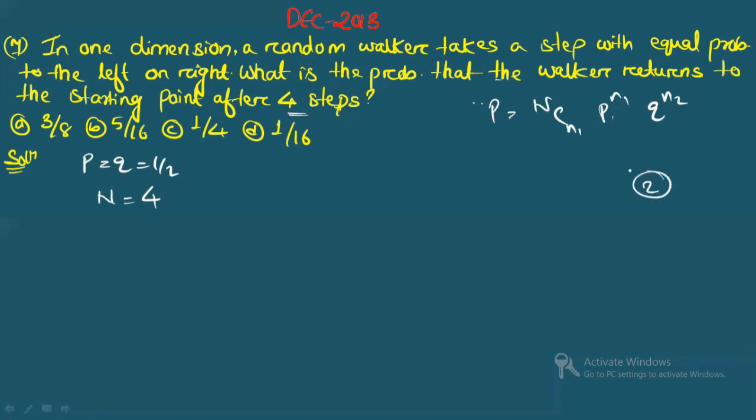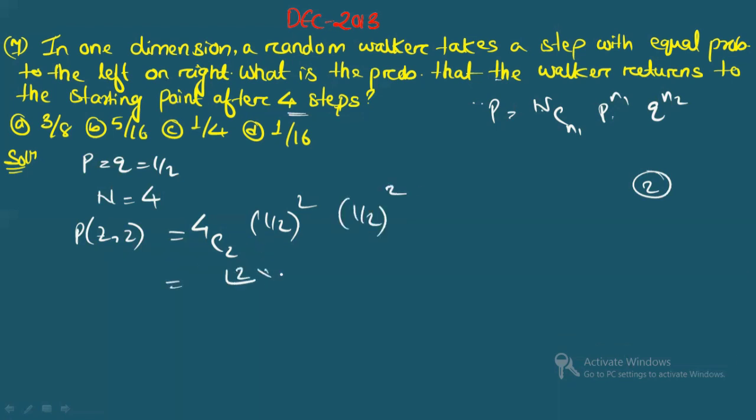Because for 4 steps, equal probabilities mean it will take equal steps on either side, left and right. So directly, the probability for 2, 2, that is 2 steps left and 2 steps right, gives 4 combination 2, times 1/2 to the power 2, times 1/2 to the power 2. Just putting the formula directly: n is 4, n1 is 2. Calculate it: 4 factorial over 2 factorial into 2 factorial, times 1/2 to the power 4. Finally we get 3/8. Just calculate and see directly.